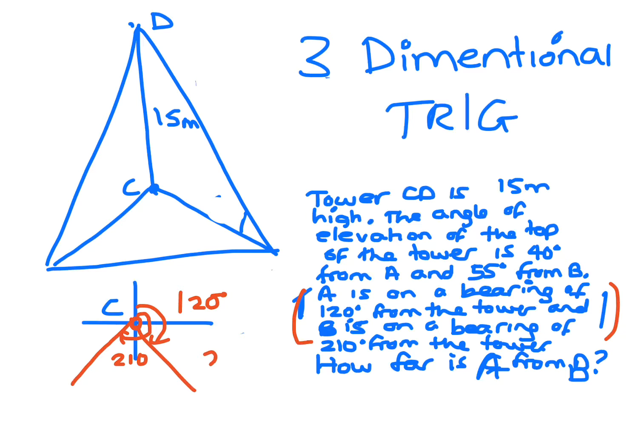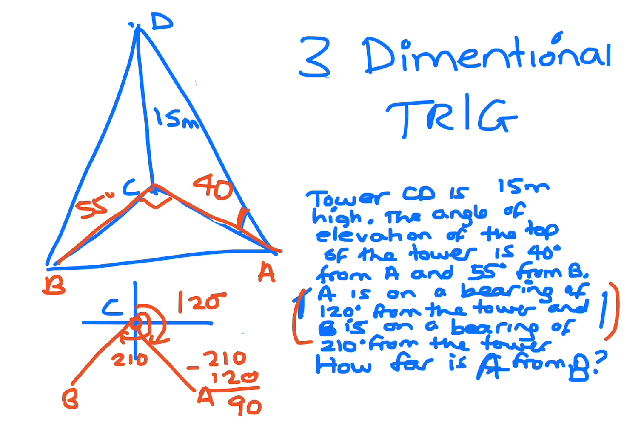So that angle on the ground there, this is A and this is B, is 210 minus 120, and you end up with 90. So if this is A and this is B, then ACB is 90 in there. So the elevation of the tower from A is 40, and it's 55 from B.